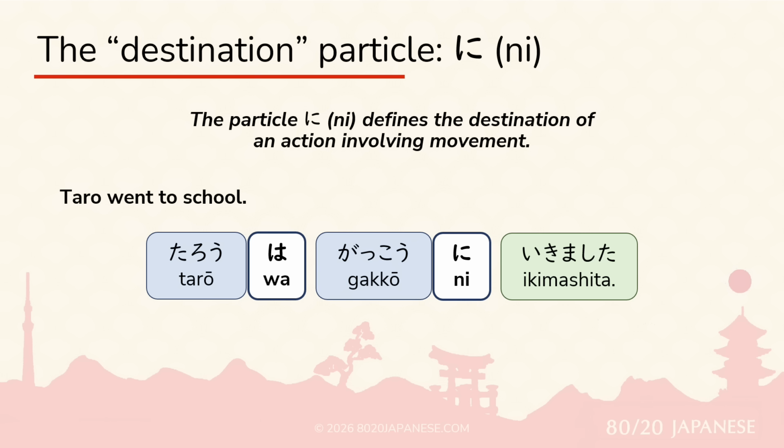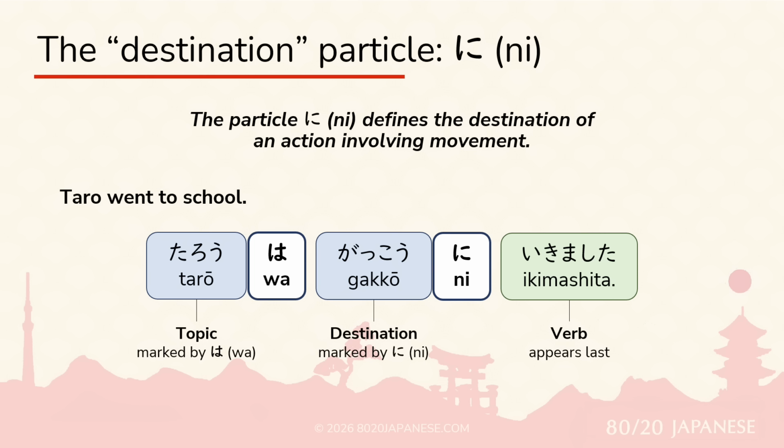Now, if we break this down, we have two components of things we already know. We know that the topic is Taro, and this is marked by wa. And we know that the verb goes at the end. In this case, the verb is ikimashita, which is went. In the middle, we have gakkou ni. This is the destination, and we know this because gakkou, meaning school, is marked by the particle ni.